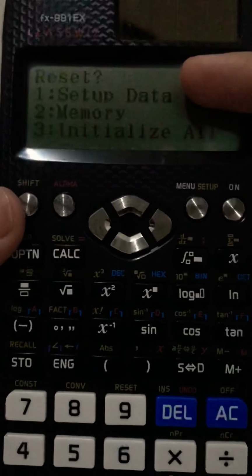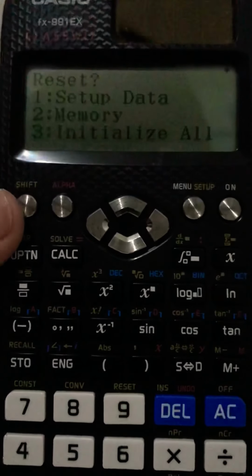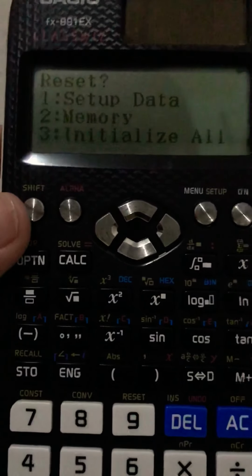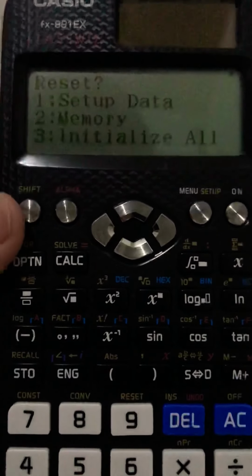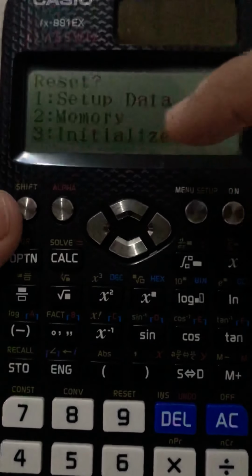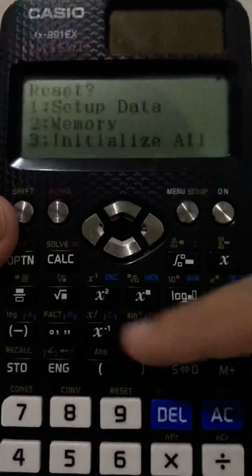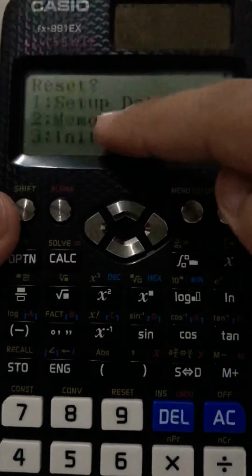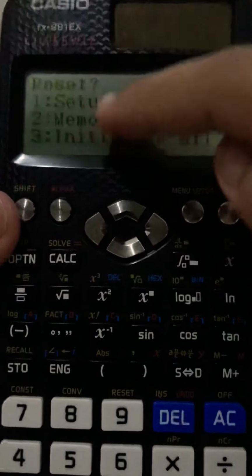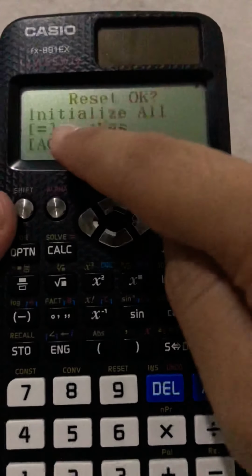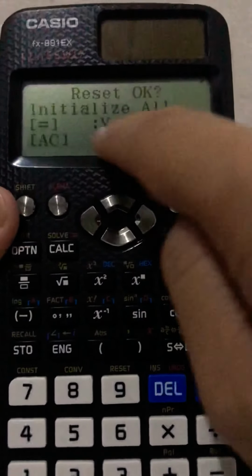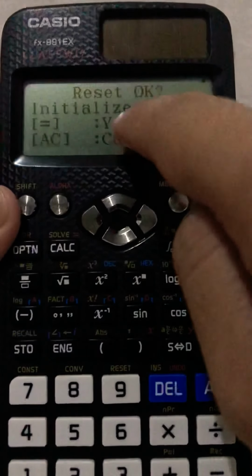Reset just the setup data, meaning if you are in Excel mode, you want to go back to comp mode, or if you are in stat mode, you want to go back to comp mode. The number two would be obviously the memory or the data that you have in the letters, and three would be both of them. So to be safe, let's have number three. So we just have to press 3. It says equals for yes, AC for cancel. We want to have equals for the yes.